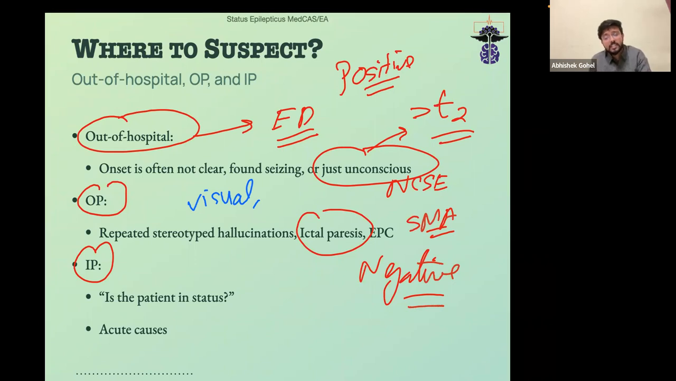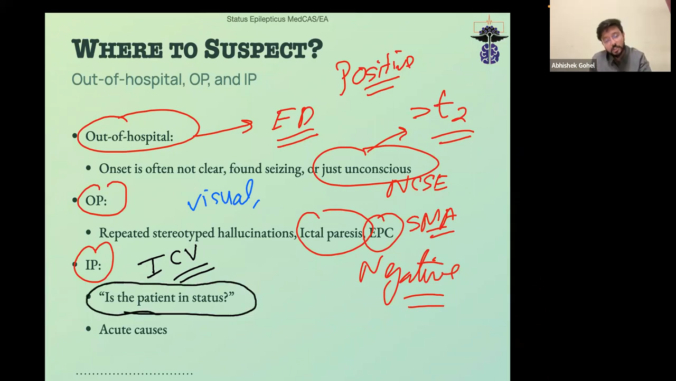And then they can present just as tremor, that is epilepsia partialis continua. You will not diagnose it if you did not suspect epilepsia partialis continua in such a patient with a tremor who has come to OPD and is conscious. And in IP, they are found typically in the ICU in an unresponsive patient of unexplained origin. The only question at that point you need to ask is, is the patient in status? Once you ask this question, the entire machinery will come into force to diagnose it.